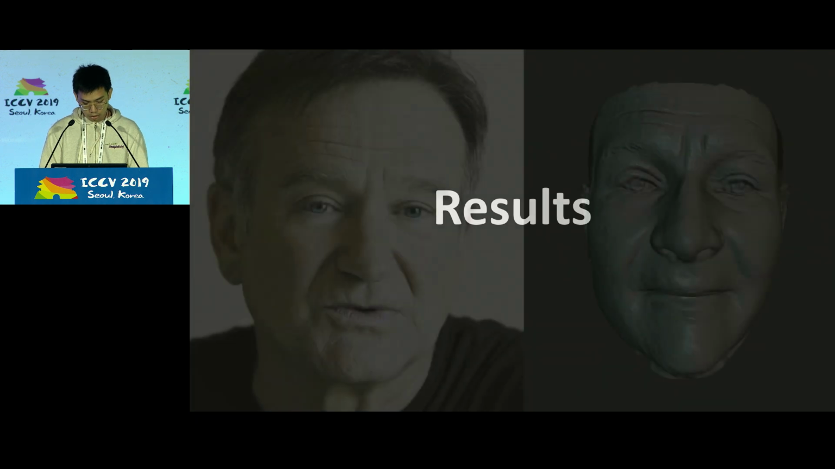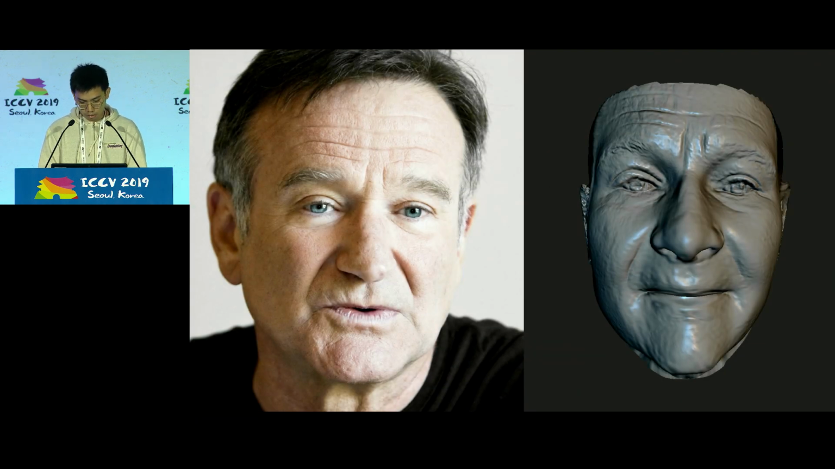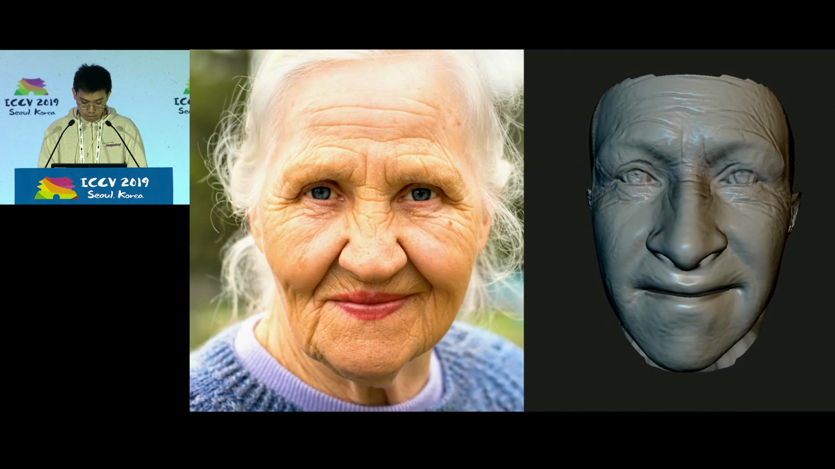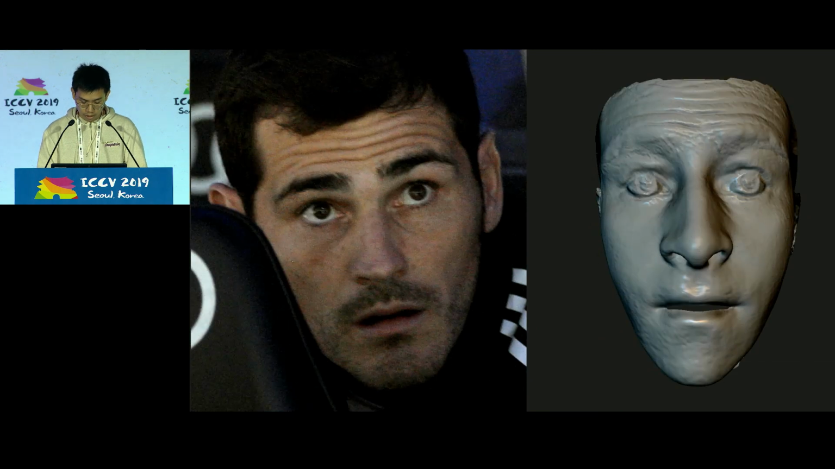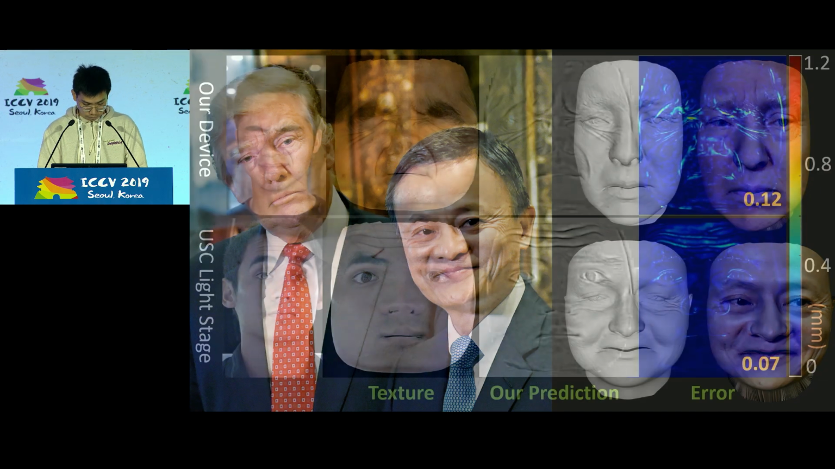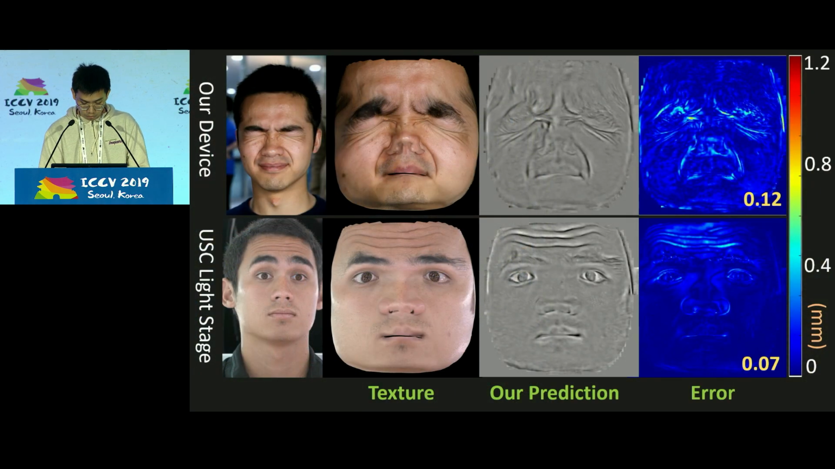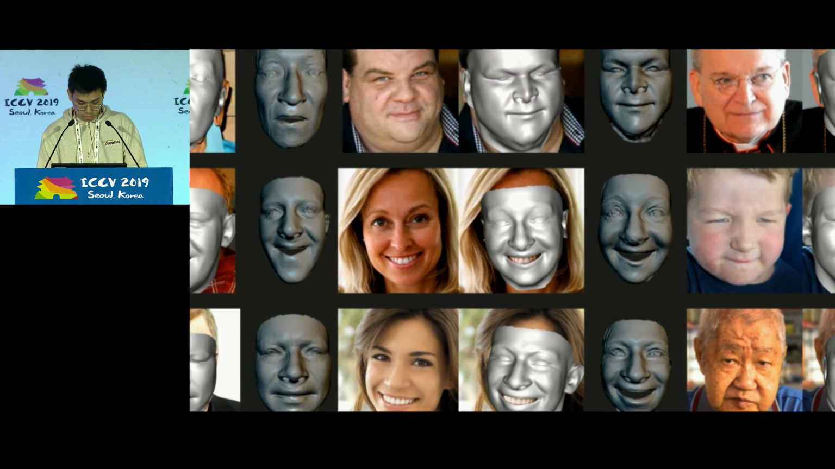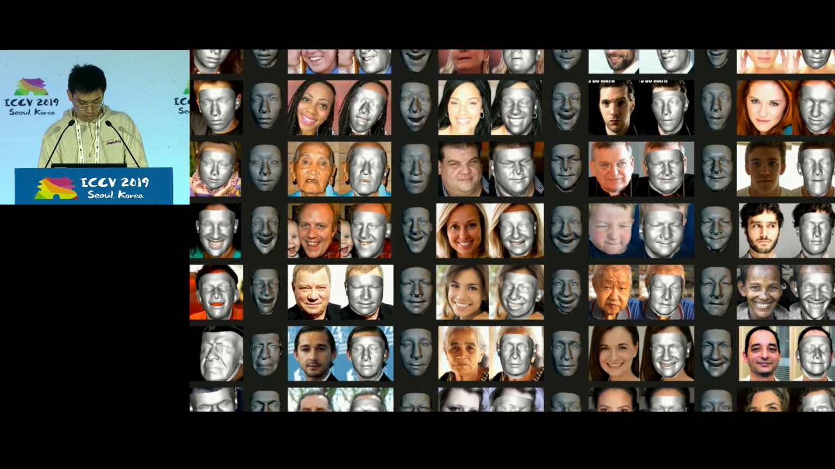Here we show some results. From a single image of Robin Williams, we managed to recover a realistic 3D geometry of these actors. In those cases, our technique is able to recover very high quality wrinkle details. We also carry out some quantitative comparisons. Overall, our approach produced really low errors. Comprehensive experiments show that our technique is robust and reliable.